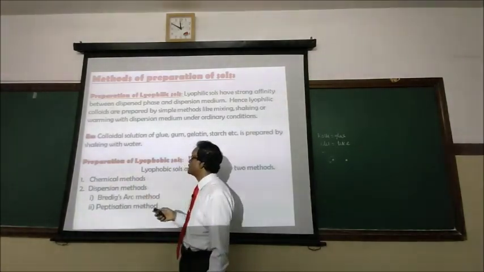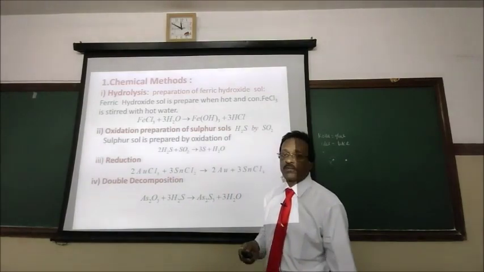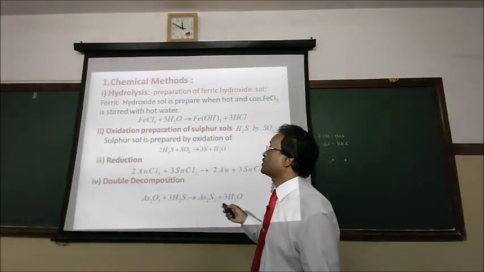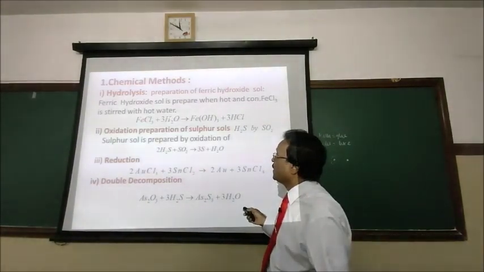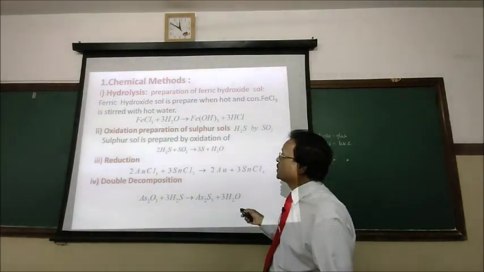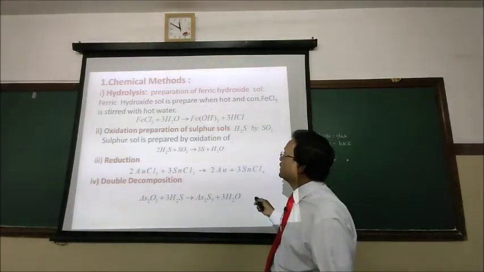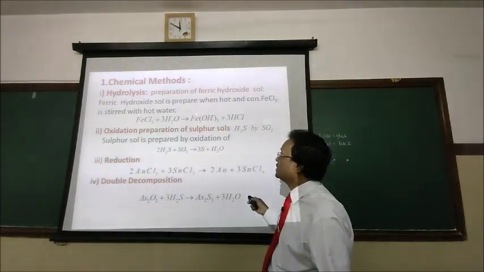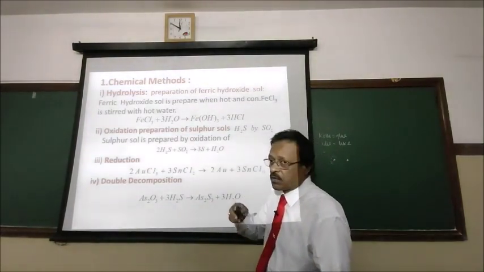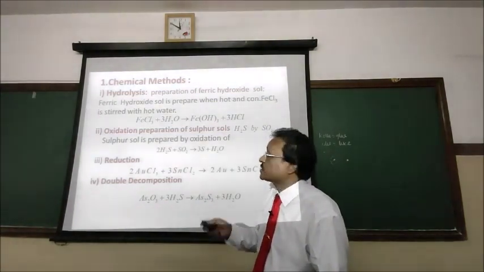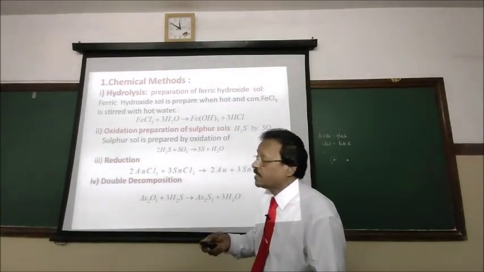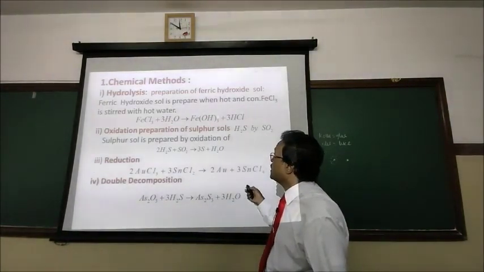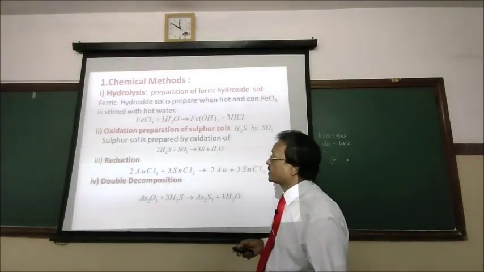First, I will take the chemical methods. Some chemical reactions can be used, like hydrolysis. I want to prepare ferric hydroxide sol. How is ferric hydroxide obtained? I will take ferric chloride and put it in hot water. You shake this, and the ferric chloride will become ferric hydroxide. This ferric hydroxide, I told you, is a molecule. It undergoes multi-molecular adsorption, and finally ferric hydroxide sol is formed. This comes under the multi-molecular colloids. So by physical adsorption and aggregation, the colloidal dispersion of ferric hydroxide is formed.